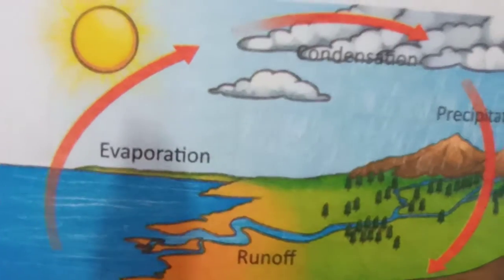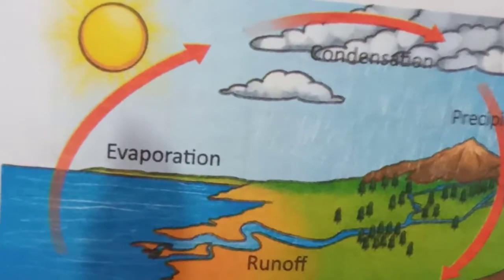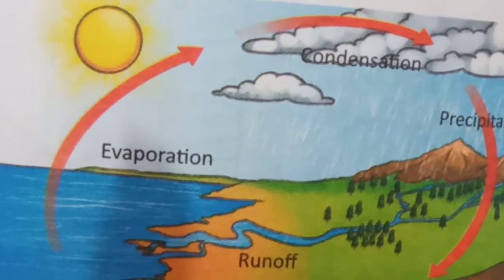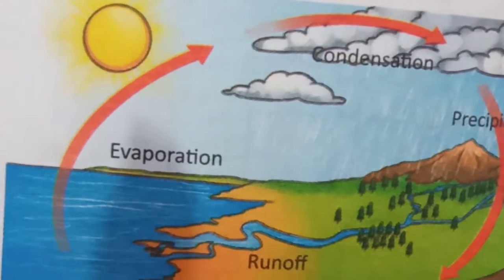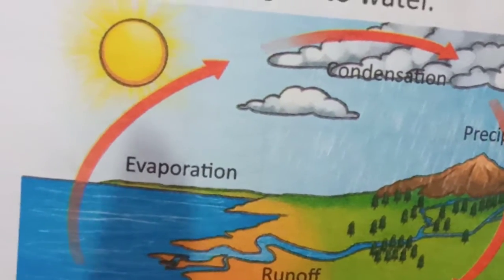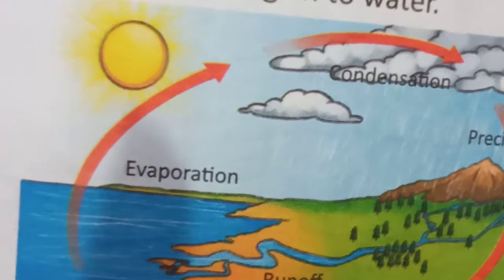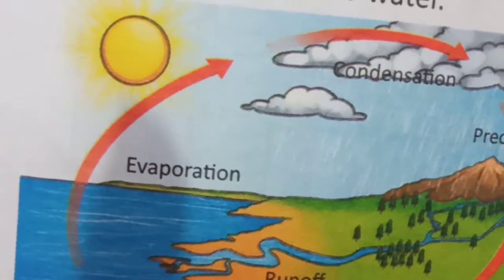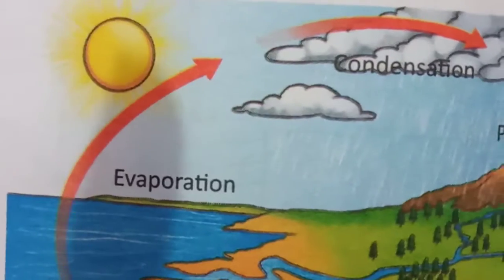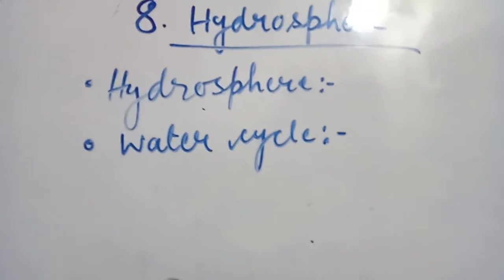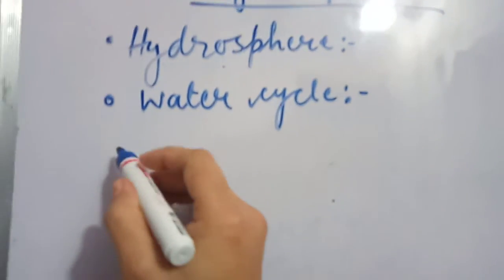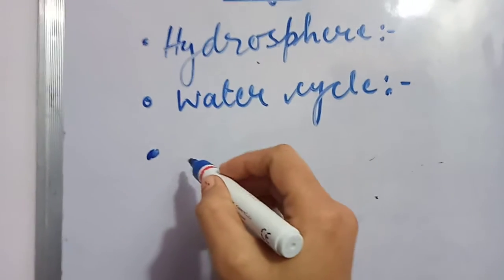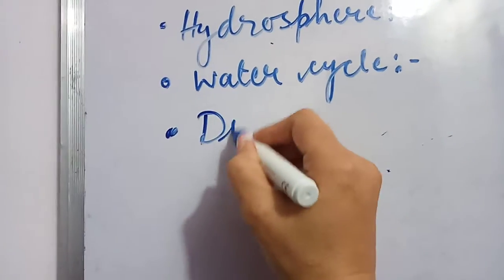Is that clear, students? The water cycle has been running on the earth for millions of years. It is continuously replenishing water back to the earth and has maintained the overall balance of water. Now, after the water cycle, we studied the distribution of water.